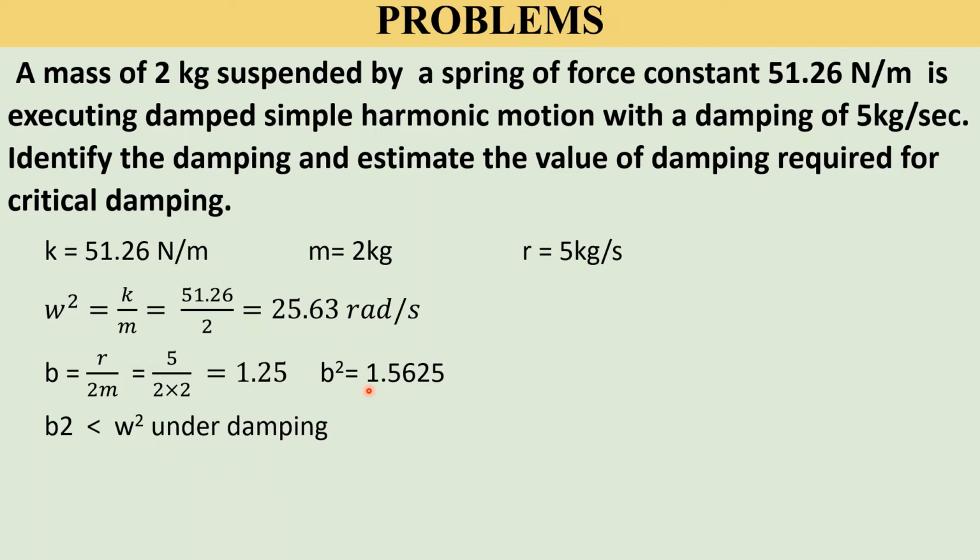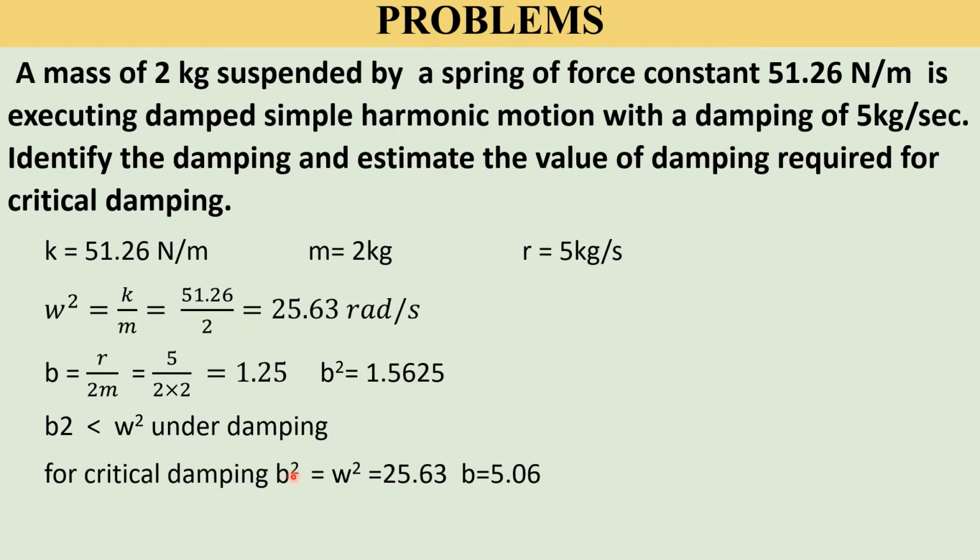So now in order to have the critical damping, what is the value of R that we have to calculate? For critical damping, B squared should be equal to omega squared. So omega squared we know. So from that we calculate B.